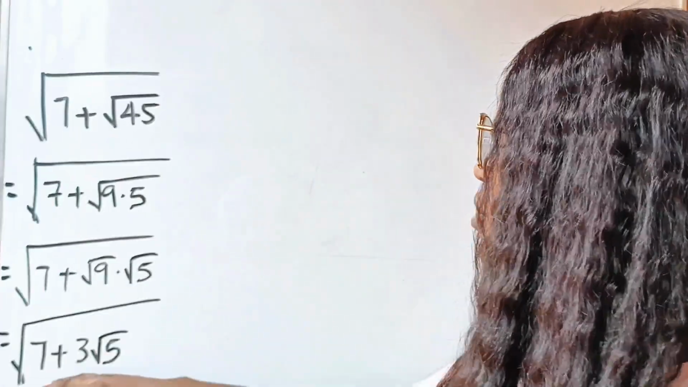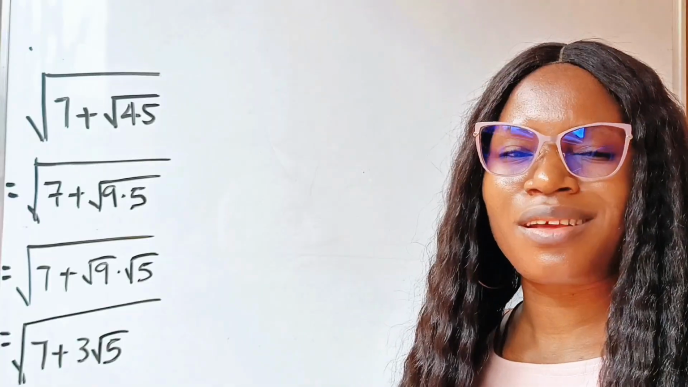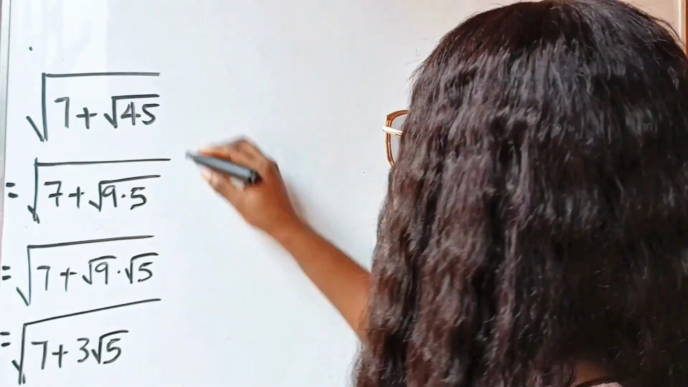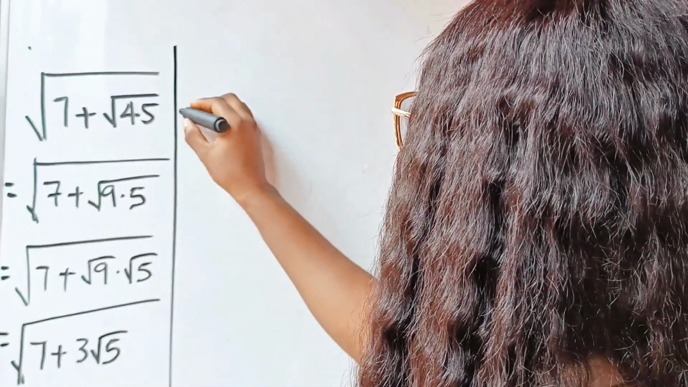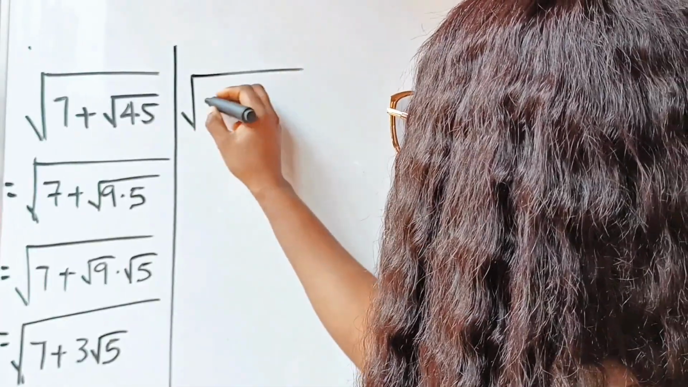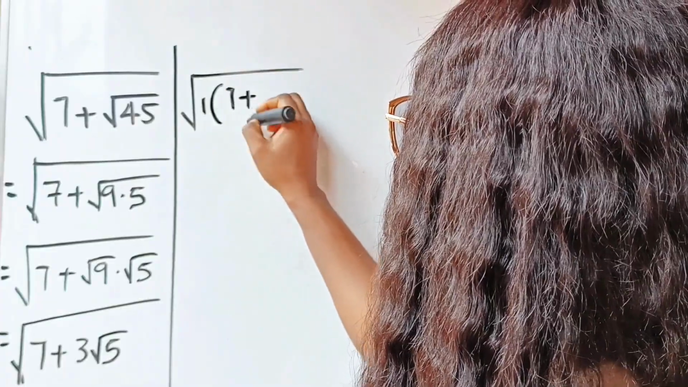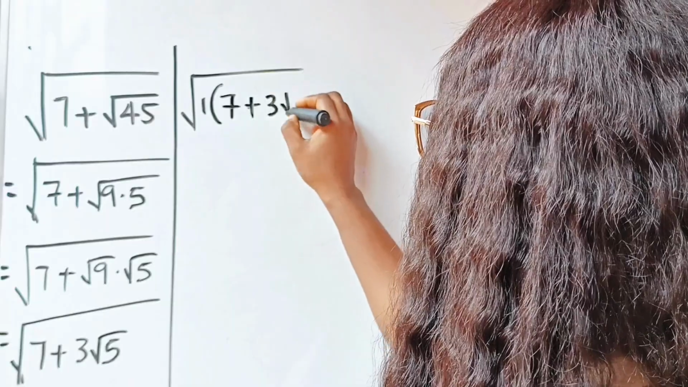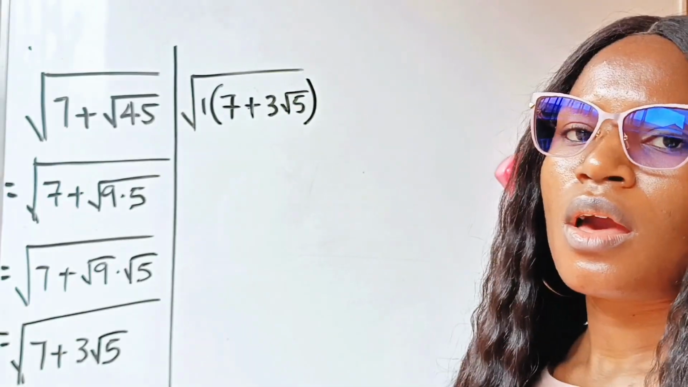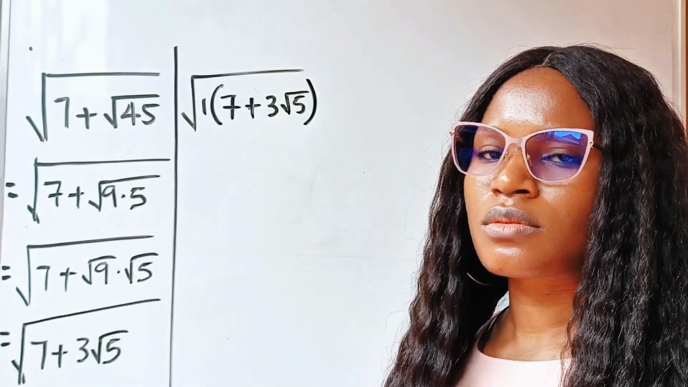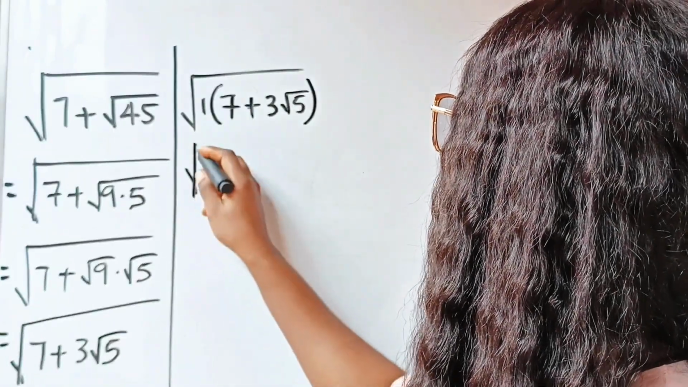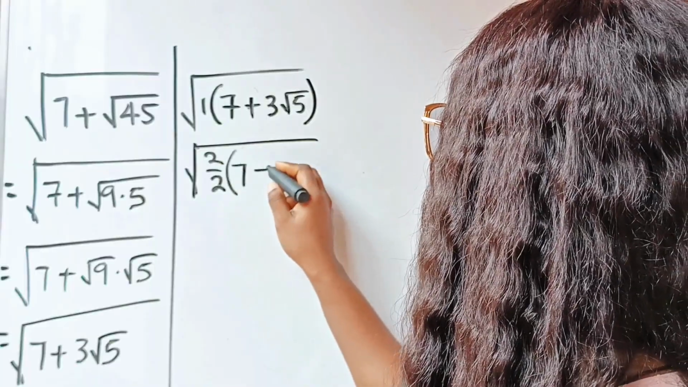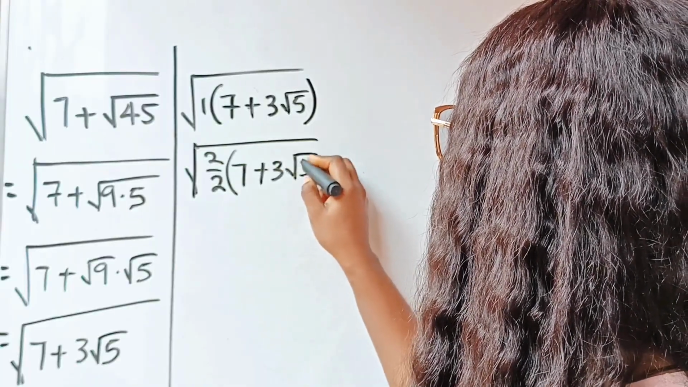Now, once you look at this and you feel that there is nothing you can do about it again, this is when you need to introduce 2 over 2. Yes, like I said, they all follow the same procedure, okay? So we can write this as square root of 1 bracket 7 plus 3 root 5, where 1 is equal to 2 over 2. Okay, so we can write this as 2 divided by 2 multiplied by 7 plus 3 root 5.